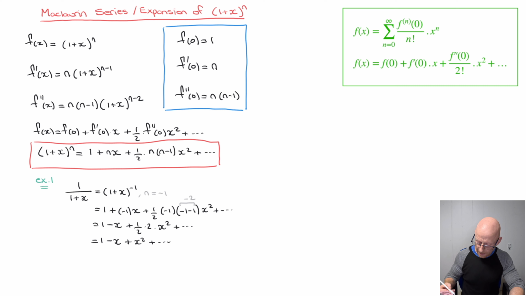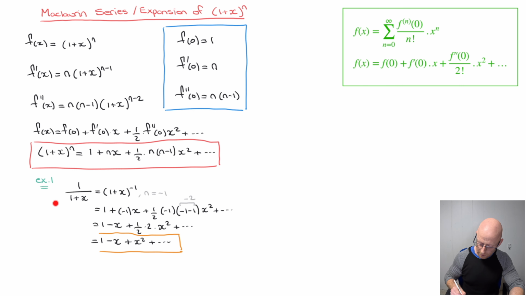There we go. And I'll say that if you were to carry on with this series, you'll find that the next term will be minus x cubed, followed by plus x to the power 4, then minus x to the power 5, then plus x to the power 6, and so on and so forth. In other words, every even power of x will have a plus in front of it, and every odd power of x will have a minus. That being said, this is the Maclaurin series for 1 over 1 plus x.